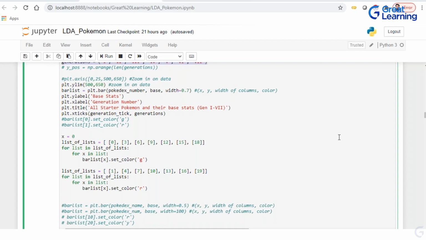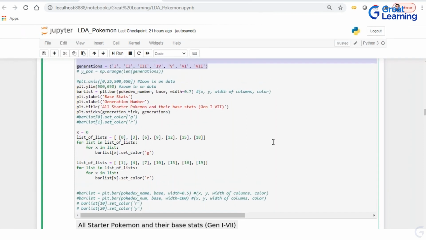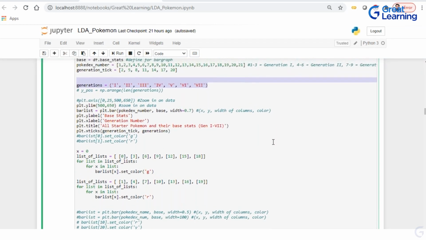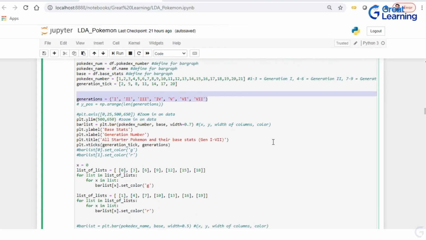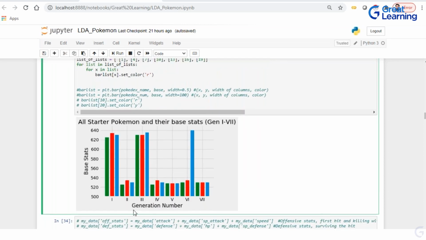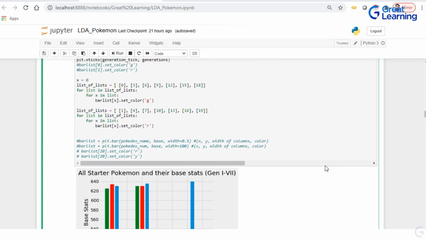And let me just minimize this a bit so that we can look at the code against each of those values. Now, the idea is we wanted to understand all the starter Pokemon from generation 1 till 7, what are their base stats values? So when we say the base stats value, we are trying to plot the base stats with the generation number and with their values being plotted against.